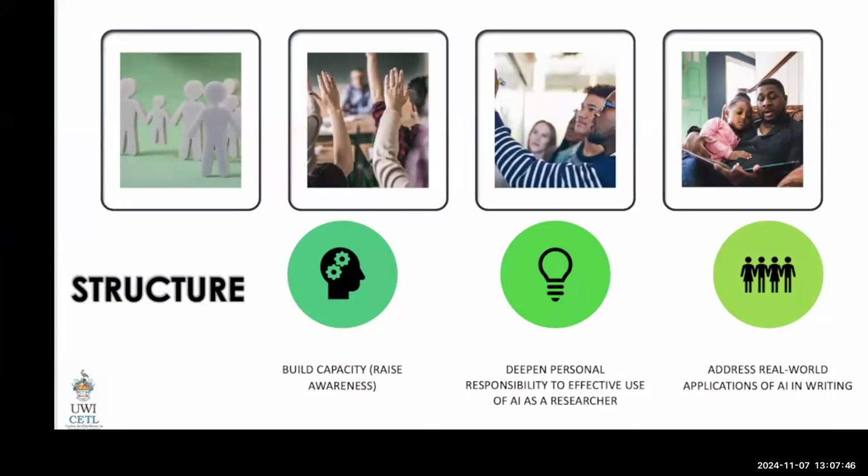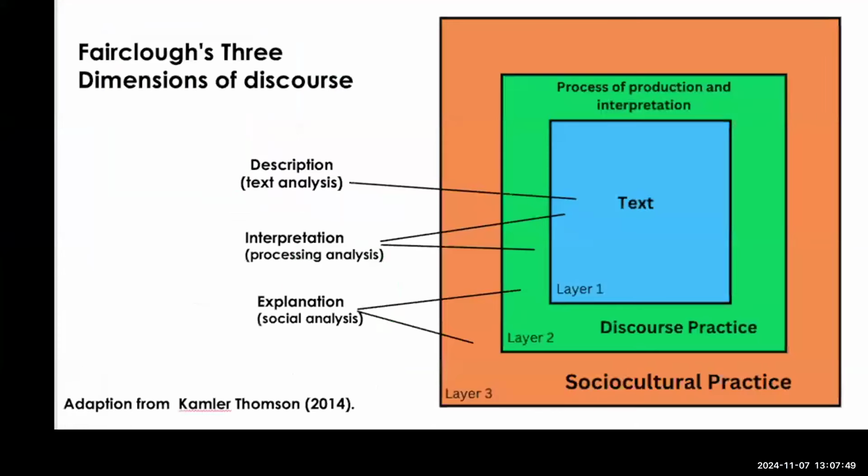I want to start with the whole idea of writing. Writing is to be seen as a discursive social practice. And I love how Kamler and Thomson put it in their book. They drew on Fairclough's three dimensions of discourse. So when you're writing, you're not writing in isolation; you're writing from a set of interrelated things that take place. According to Fairclough, you have different layers.